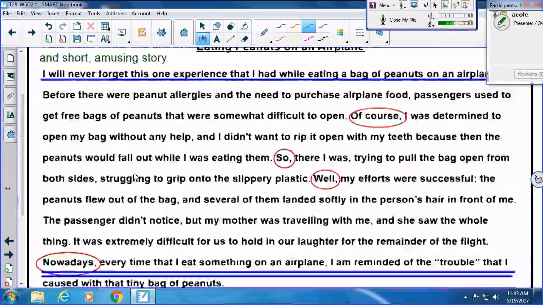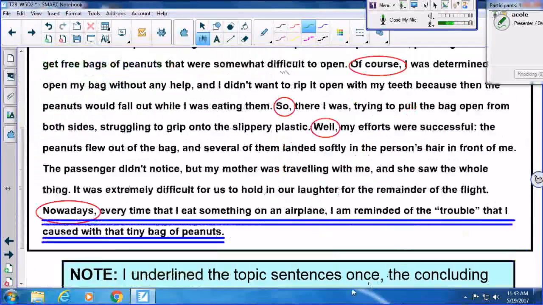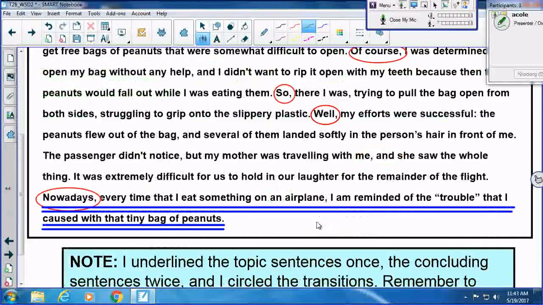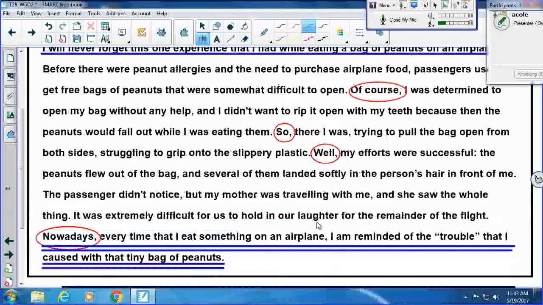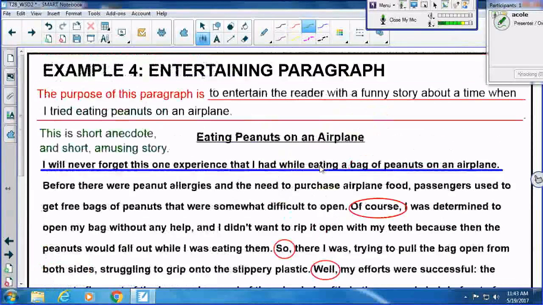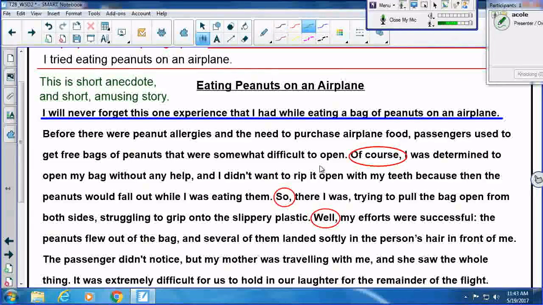Another reason I wanted to share this example with you, I mean, we've already talked about how the first sentence is the topic sentence and the last sentence is the concluding sentence, right? So I clearly explain what this story is about, right? And then at the end, I remind you about what the story was about, right? About this whole bag of peanuts and the trouble that I caused. But the real reason I wanted to share this is because the purpose is to entertain here with a funny story. But there's an awful lot of description in this paragraph.